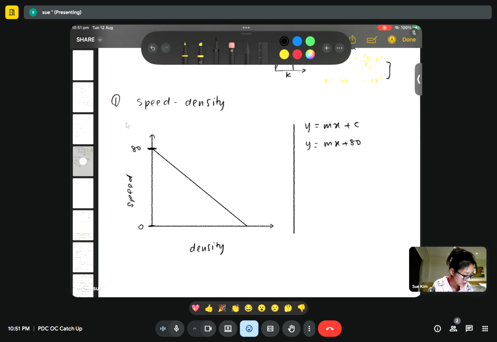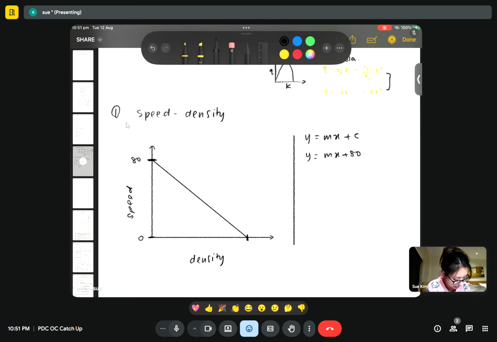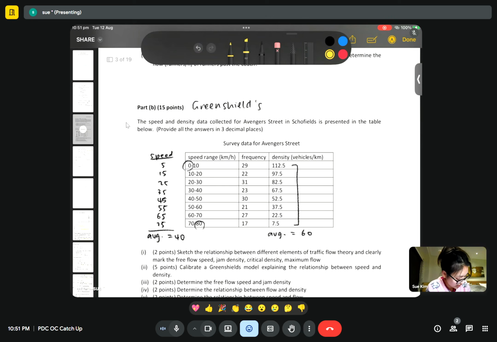Now, how do I find m, the value of m? Either you can take 2 points of a line, or what I'm going to do in this case is sub in a point. We don't know the value of this point yet, but what point we can sub in is the average values we found here. So I'm going to use average speed equals 40 and density, which is k, equals 60.